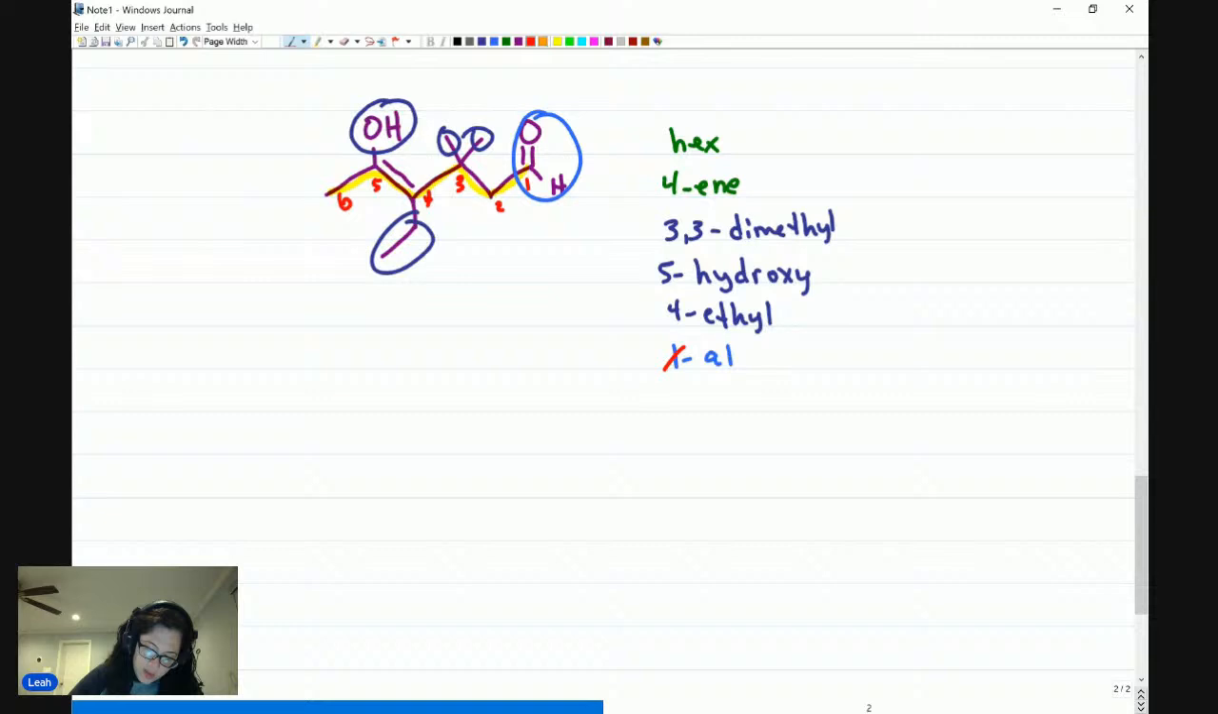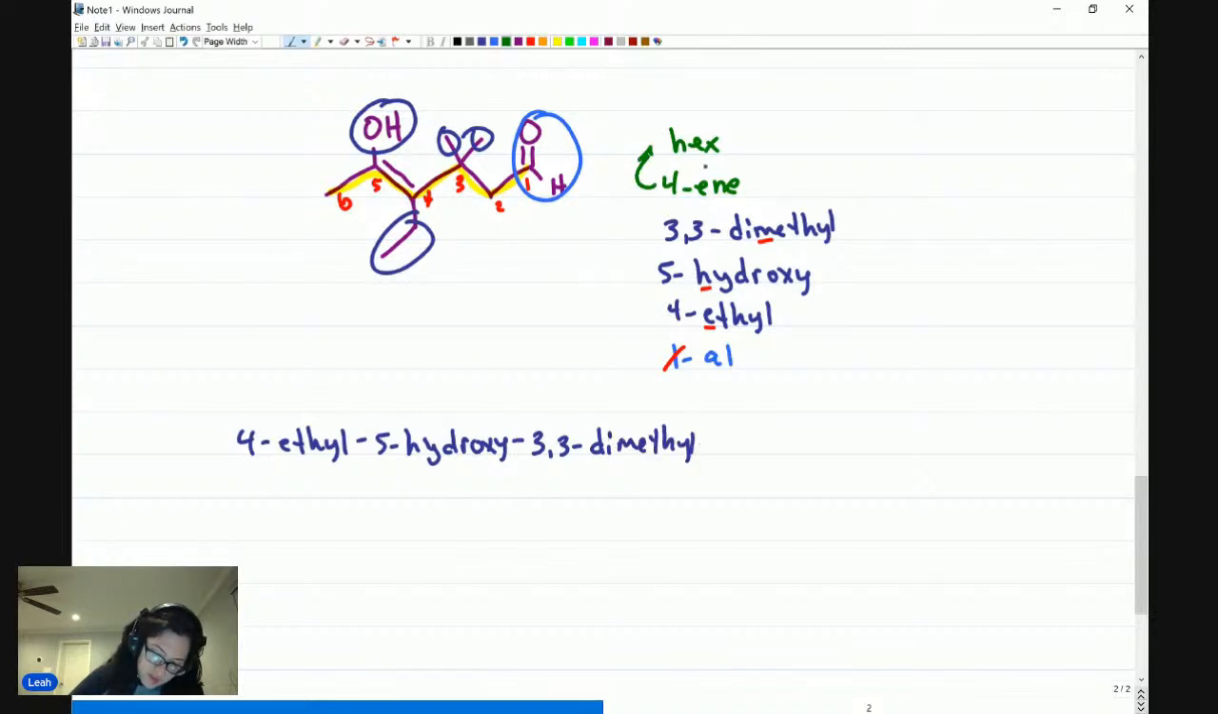We start with all the substituents. That's an M for methyl, H for hydroxy, E for ethyl, E, FGH, IJKLM, so we're going to go ethyl hydroxy dimethyl. So that is 4 ethyl, 5-hydroxy, 3, 3 dimethyl. Then we go to the parent.